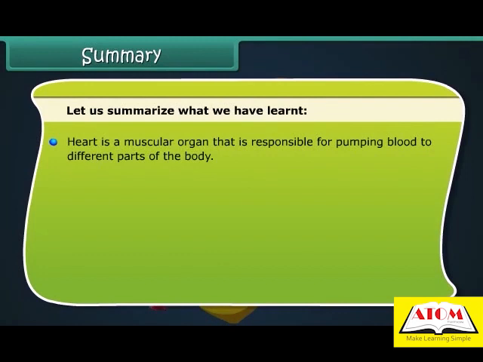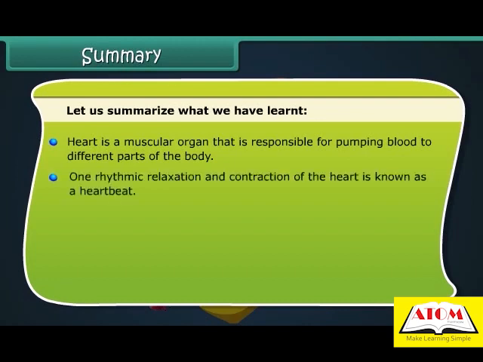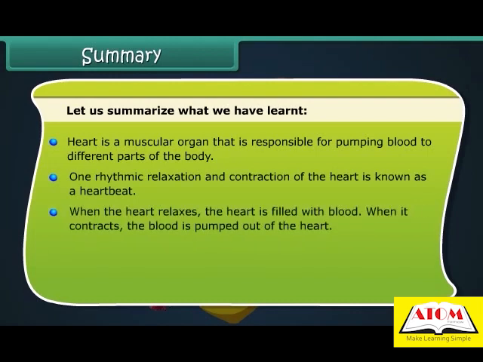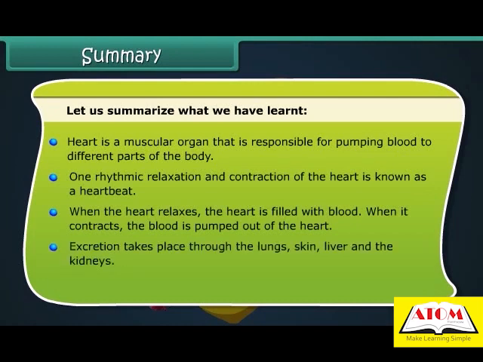The heart is a muscular organ that is responsible for pumping blood to different parts of the body. One rhythmic relaxation and contraction of the heart is known as a heartbeat. When the heart relaxes, the heart is filled with blood. When it contracts, the blood is pumped out of the heart. Excretion takes place through the lungs, skin, liver, and the kidneys. Kidneys filter the blood and remove the waste as urine.